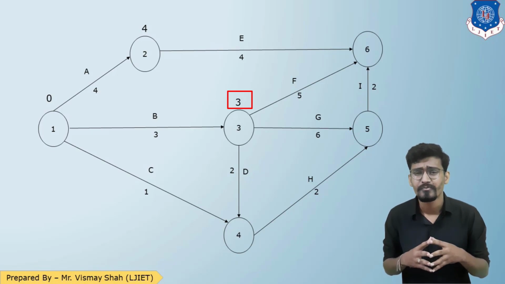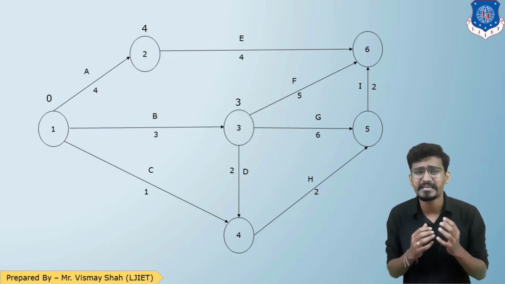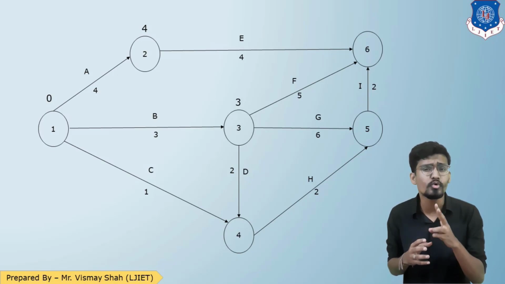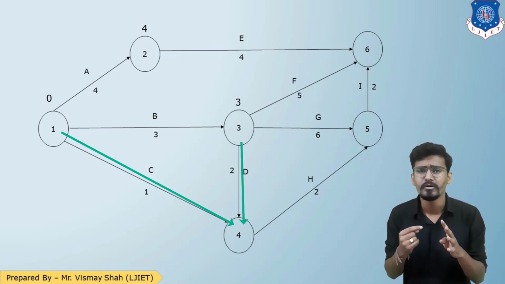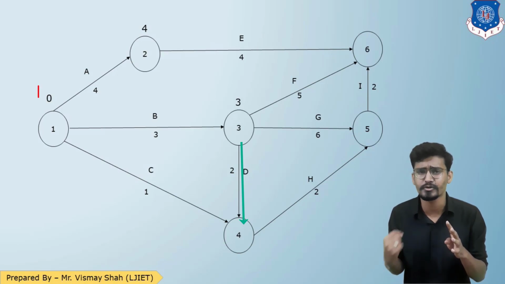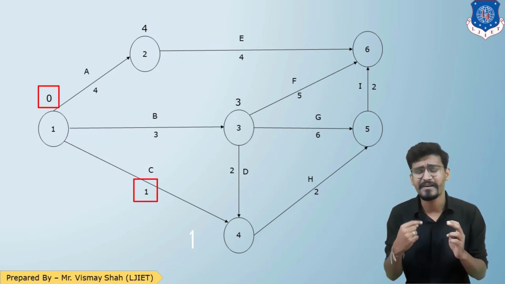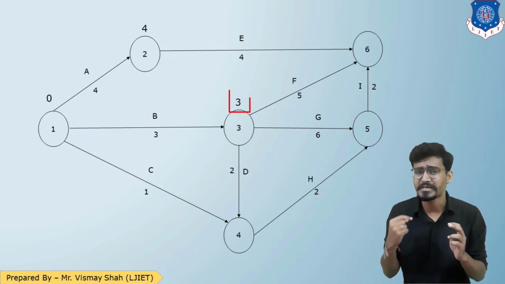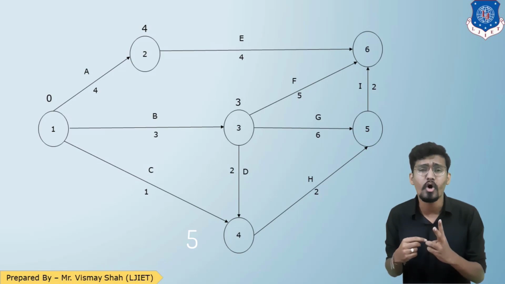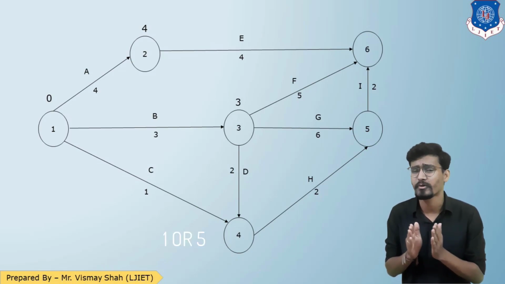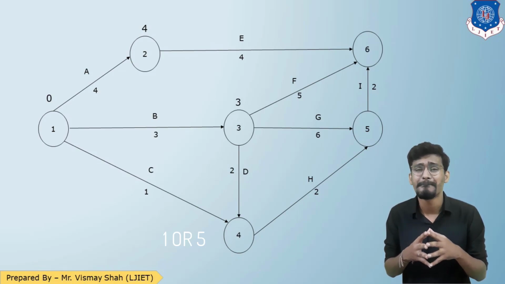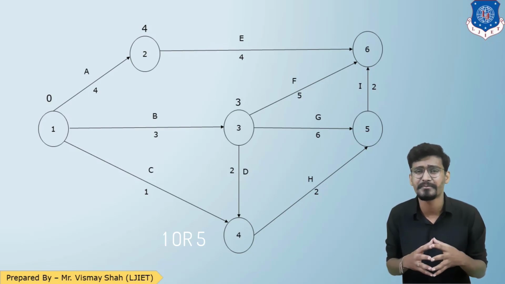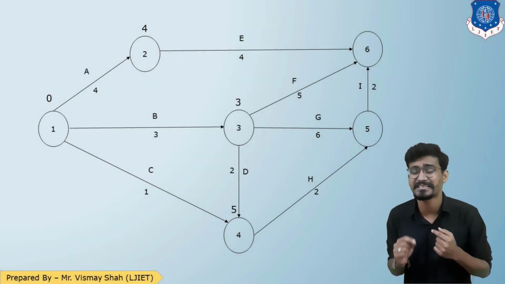Now event number 4. Focus on the figure, students. For event number 4, there are two ways to reach it. Either I can go from 1 to 4, or from 3 to 4. If I go from 1 to 4, 0 plus 1, 1. But if I go 3 to 4, then 3 plus 2 will be 5. So there are two options, either 1 or 5. But as we discussed in the previous session, we have to consider the maximum. Of 1 and 5, the maximum is 5. So I'll write 5. Let us represent that. As you can see, I have represented 5.